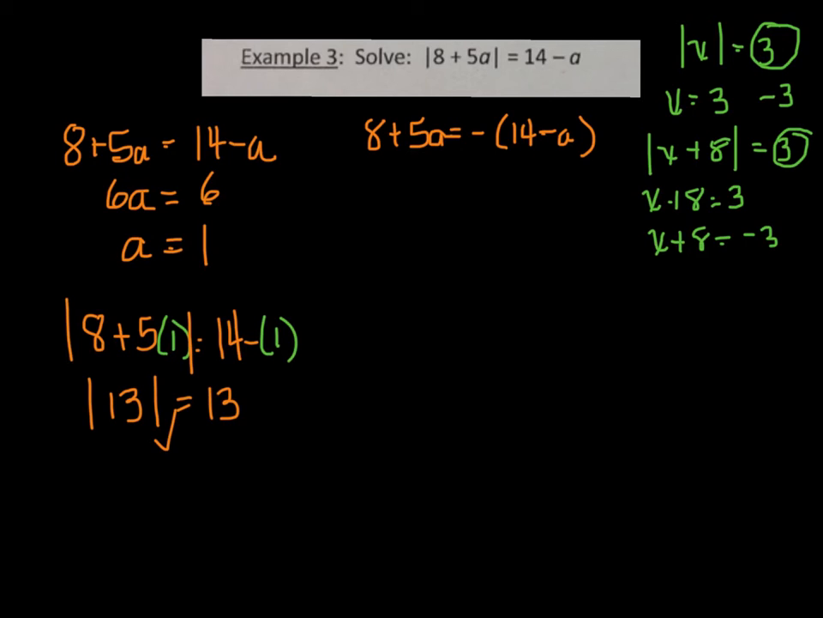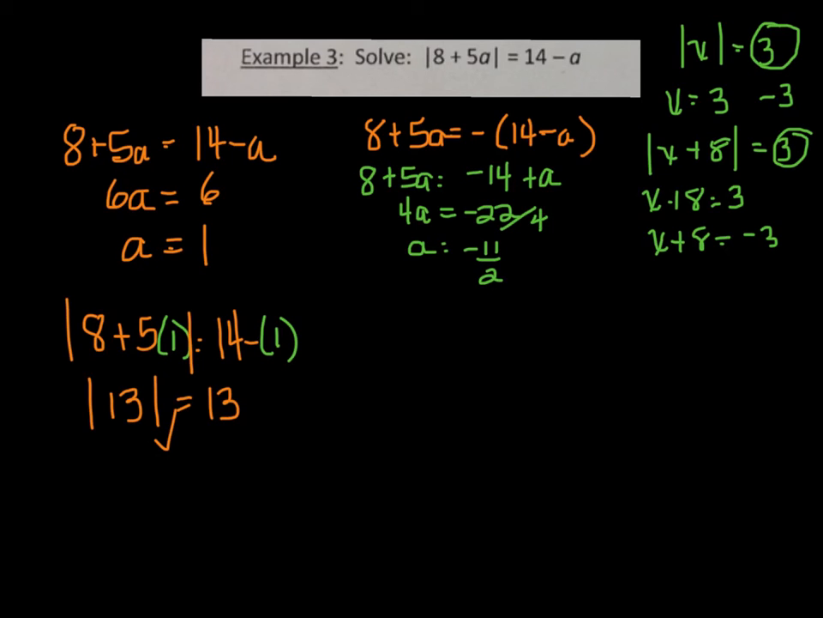So the first step I have to do is distribute this negative to both terms. And that you should probably pause and put in your notes. So I get 8 plus 5a equals negative 14 plus a. I'm now going to subtract this a from here. I'm going to get 4a. And I'm going to subtract this 8 from here. And I get negative 22. If I divide by 4 and simplify, I'm going to get negative 11 over 2.